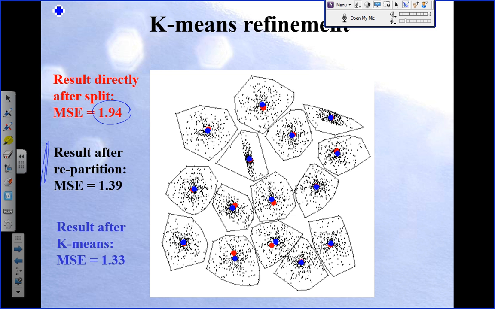So let's take every point, because they were optimized, then splitting lines were applied, so some can be rough. So let's recalculate the new nearest center for every point. And the result already drops down to 1.39. And then if we apply k-means, we can get it even further. So the most drop comes here. We can simply reallocate the points and get the reduction.